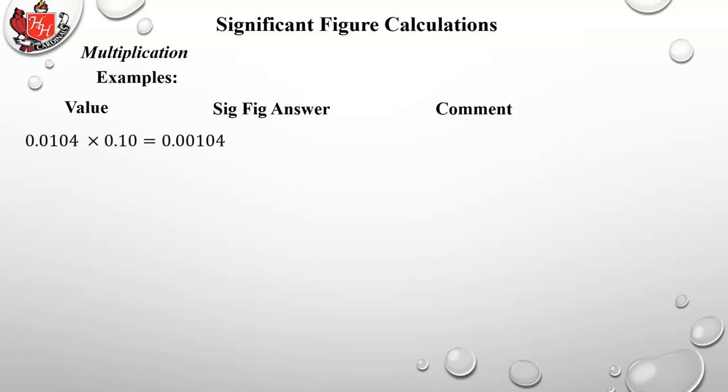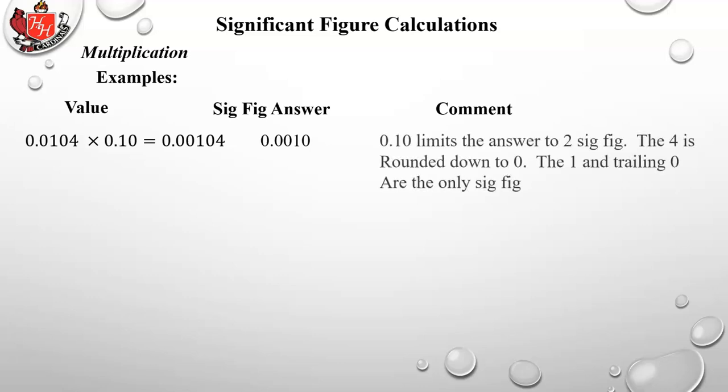Okay, pause, and you get 0.0010. The 0.10 limits the answer to 2 sig fig. The 4 is rounded down to a 0. The 1 and the trailing 0 are the only sig fig.